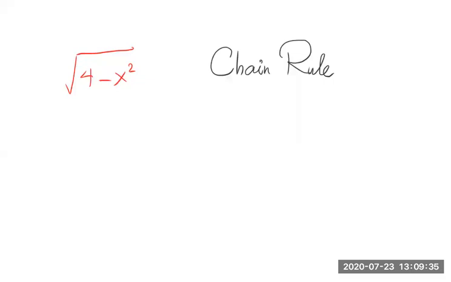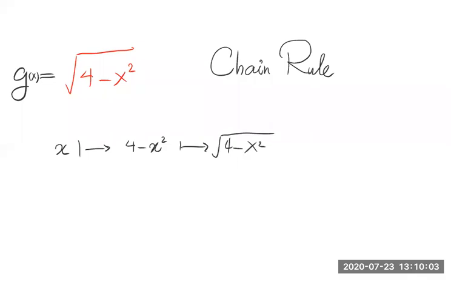Here we have a function, but we can also think about it as a composition of two functions. If I name this function g of x, I can think of g as a composition of two functions. First I have x, I compute 4 minus x squared, and after that I compute the square root of it. There are two steps in computing this function.